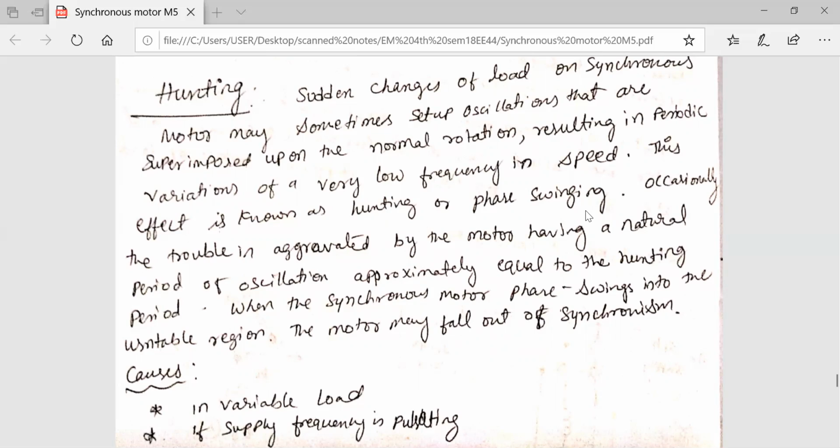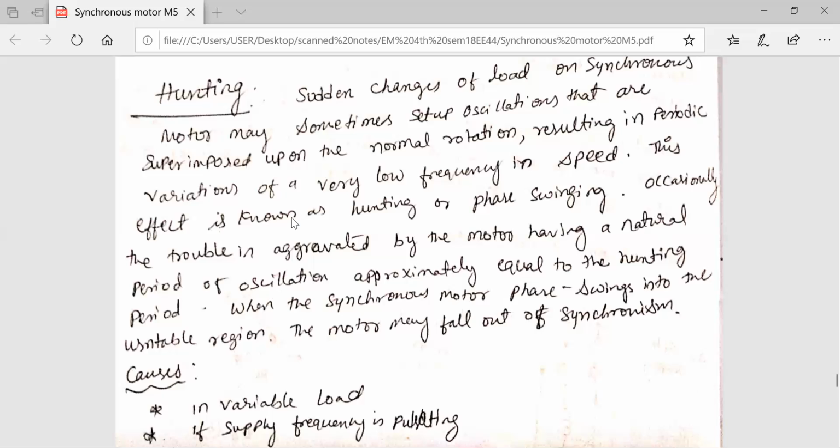So what happens: the rotor of the synchronous motor is running at some speed that can be dropped because of the variation in the load. Due to that, some oscillations are produced in the rotor. Those superimposed oscillations will cause some effects on the rotor. We call this effect hunting. Occasionally, trouble occurs in the motor when the natural period of oscillation is approximately equal to the hunting period. When the synchronous motor phase swings into the unstable region, the motor may fall out of synchronism.